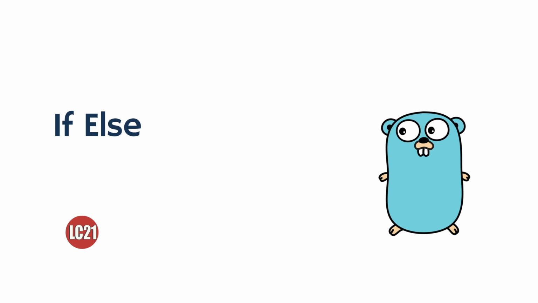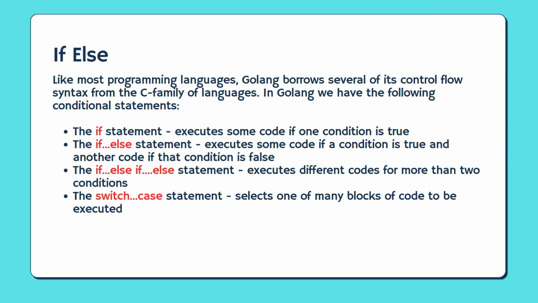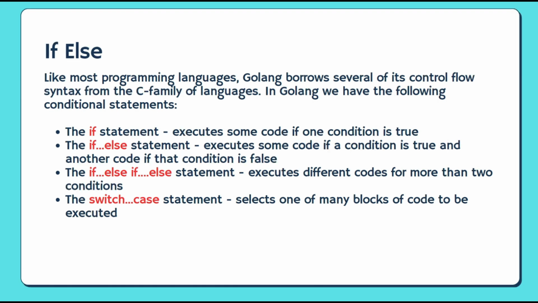If-else. Like most programming languages, Golang borrows several of its control flow syntax from the C family of languages. In Golang, we have the following conditional statements. The if statement executes some code if one condition is true. The if-else statement executes some code if a condition is true and another code if that condition is false. The else-if statement executes different codes for more than two conditions. The switch case statement selects one of many blocks of code to be executed.